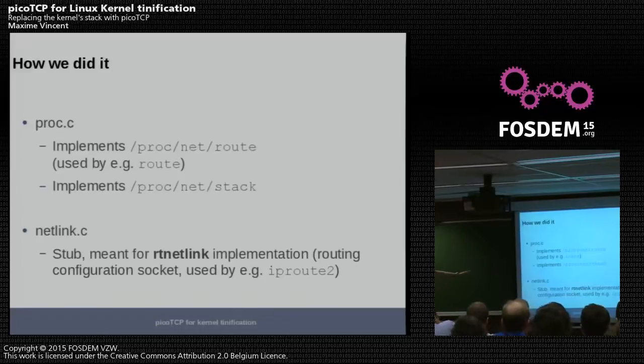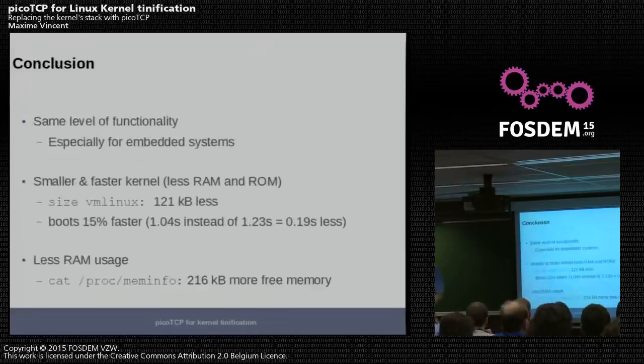The last one is net.c, so that's not really there right now. It's just a stub, but we implemented this because RT netlink is a relatively new configuration socket, and that's used, for example, by IP route 2. So if you're going to try IP route 2 on this proof of concept, it's not going to work yet. But all the stubs are there for the callbacks that are needed. And if someone wants to give us a hand, they can implement these, and we get more functionality.